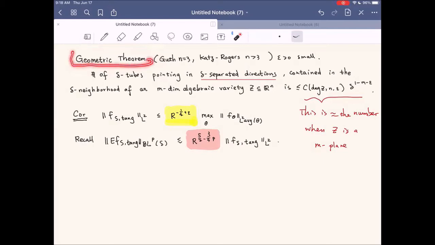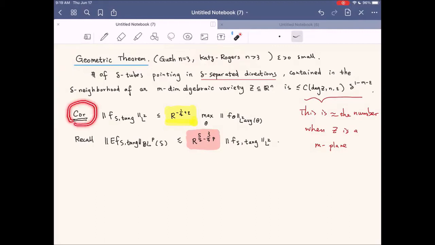For this theorem when n equals 3, Guth used the Hellbrush argument. But when n is greater than 3, this is very non-trivial, and they used deep results in semi-algebraic geometry. This was done by Katz and Rogers. And one key ingredient is the Bourgain lemma that we have seen in the second lecture. But we need to know more about it.